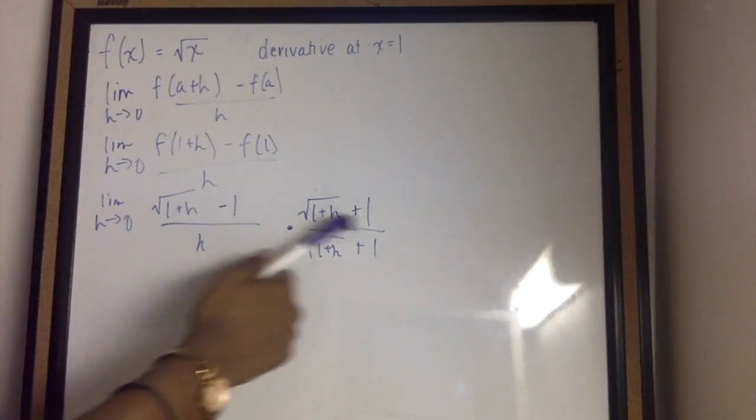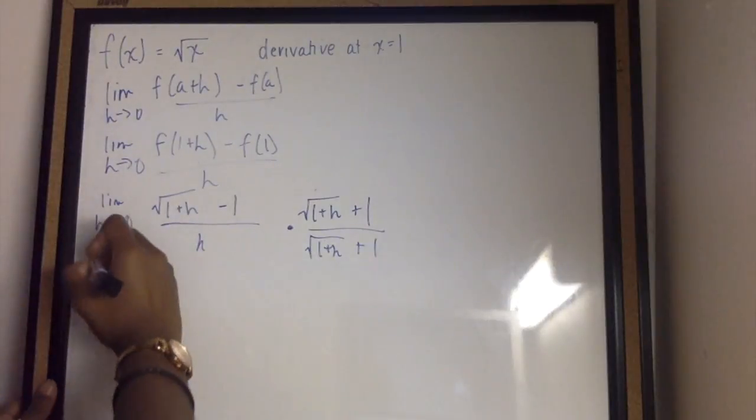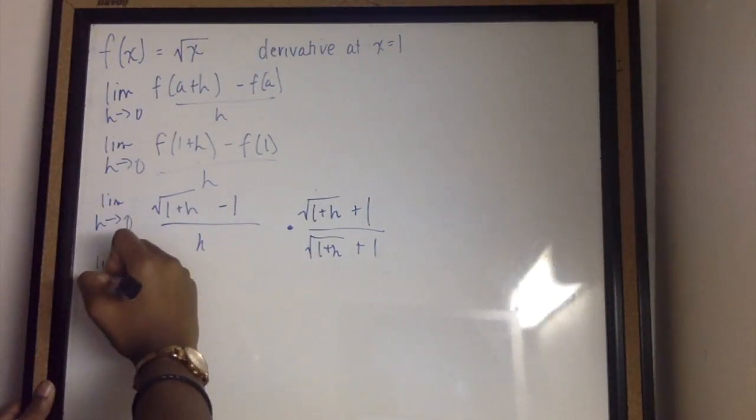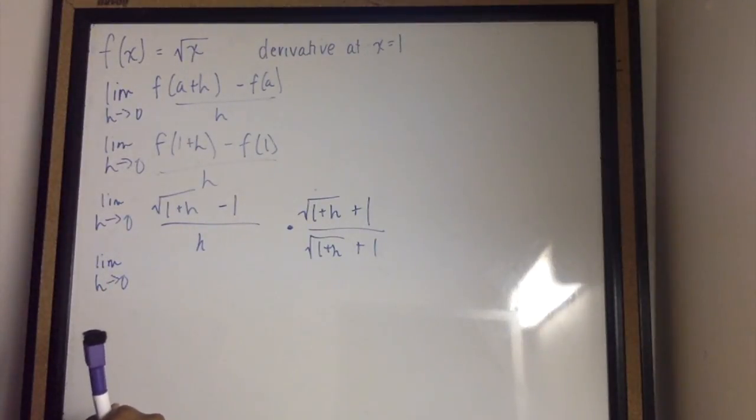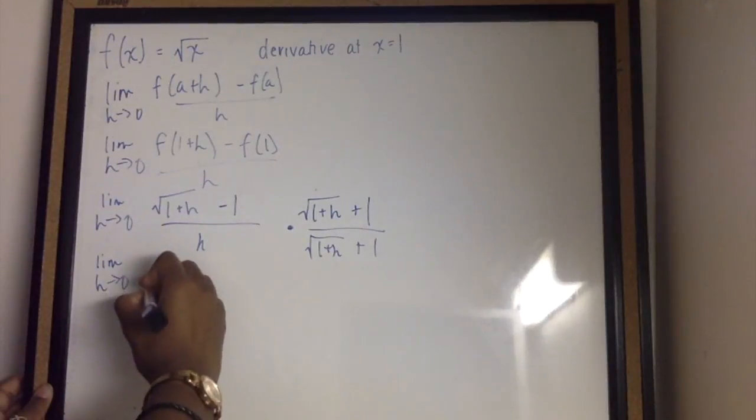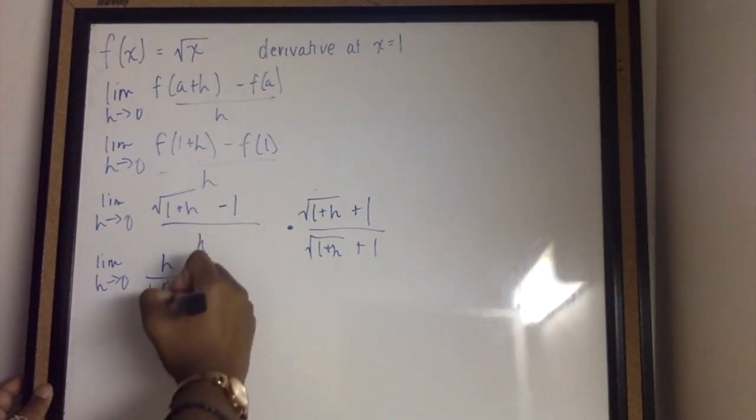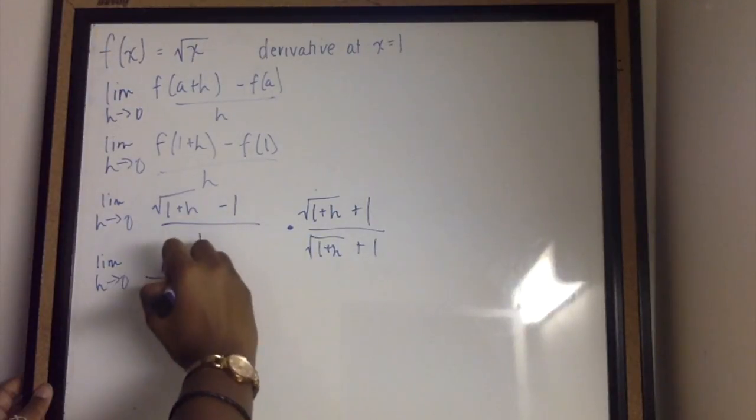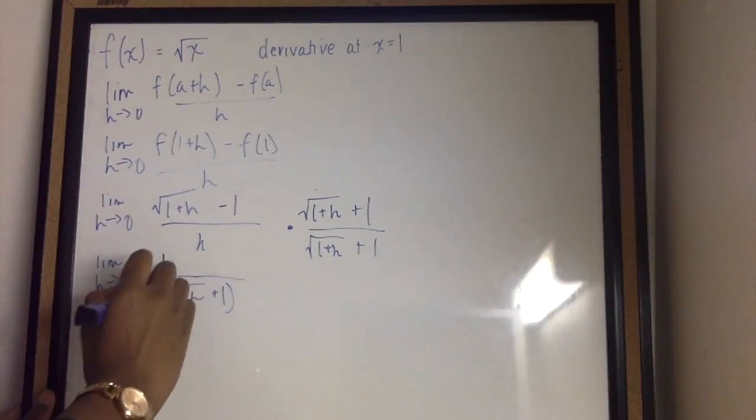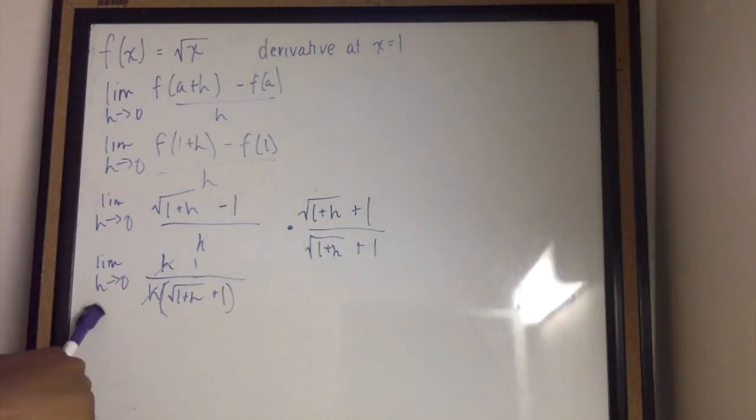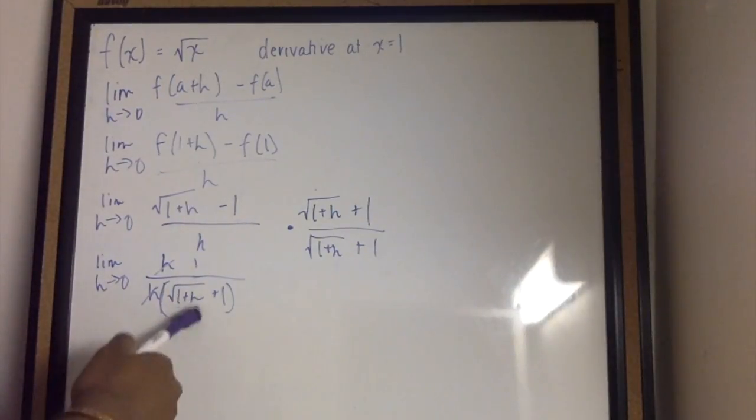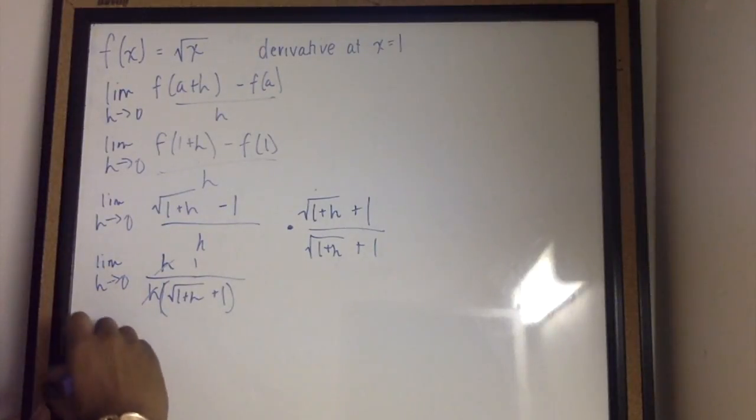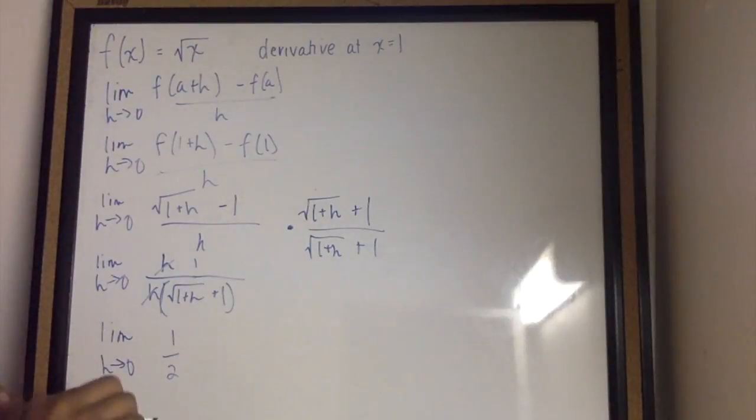If we do that, we can realize that this is basically like the factored version of a difference of two squares. So the limit as h approaches 0, the top will be 1 plus h minus 1, which is just h, over h times the square root of 1 plus h plus 1. Here we can simplify the h's and have 1 on the top, and we can plug in 0. So 1 plus 0 is 1, the square root of 1 is 1, plus 1 is 2. Therefore, the limit as h approaches 0 is 1/2. Therefore, the derivative of the square root of x at x equals 1 is 1/2.